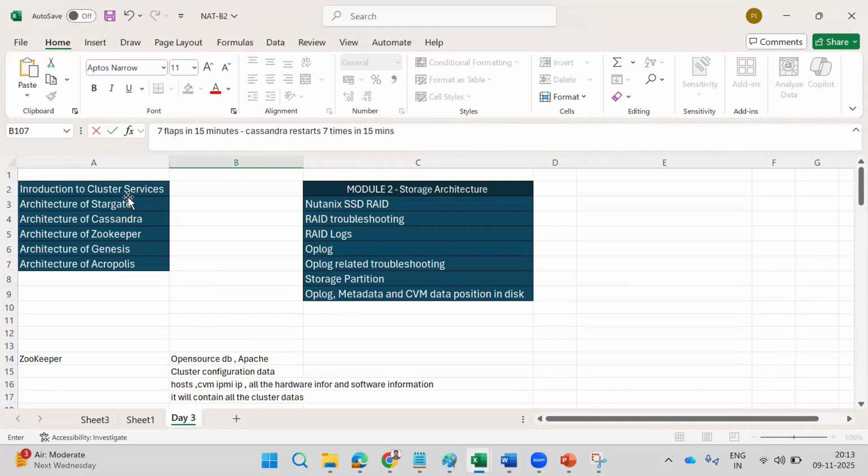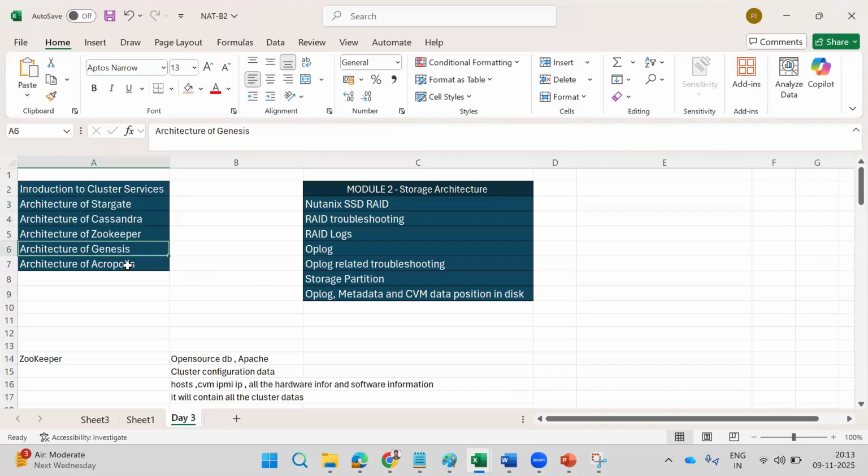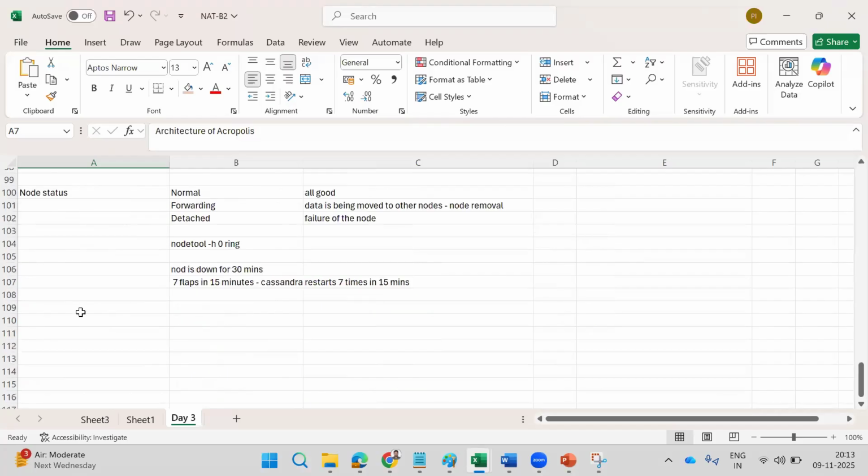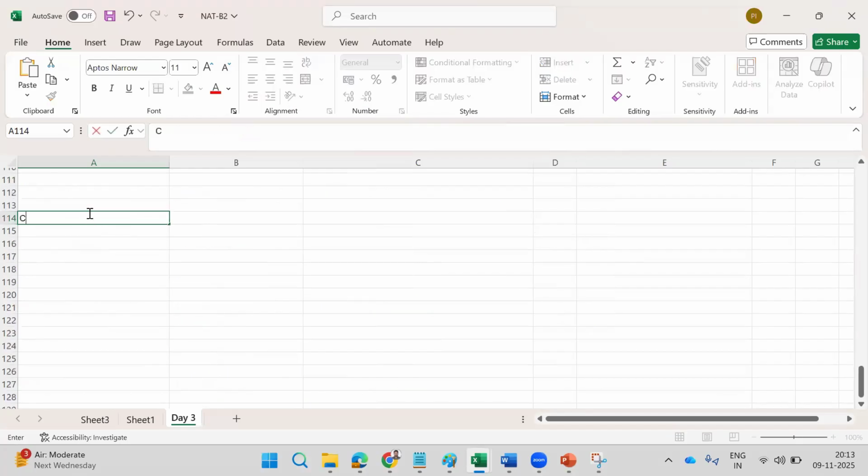Okay. So I think Stargate is over Cassandra, which is over Genesis, over Acropolis. And then there is one important service which I haven't included here, but that is also important. There's a service called Curator. What is Curator? I heard about some service with Medusa as well. Any idea?